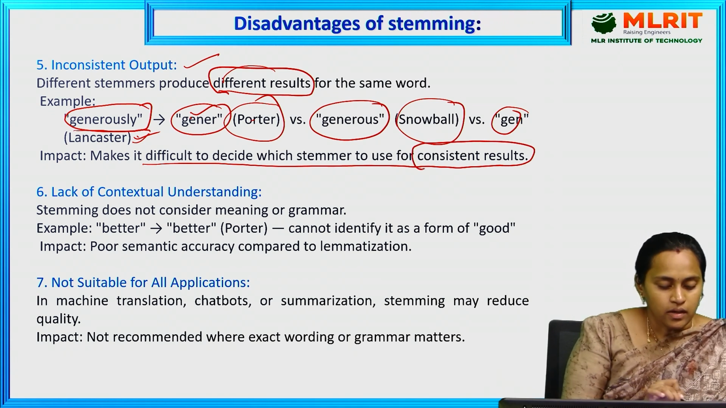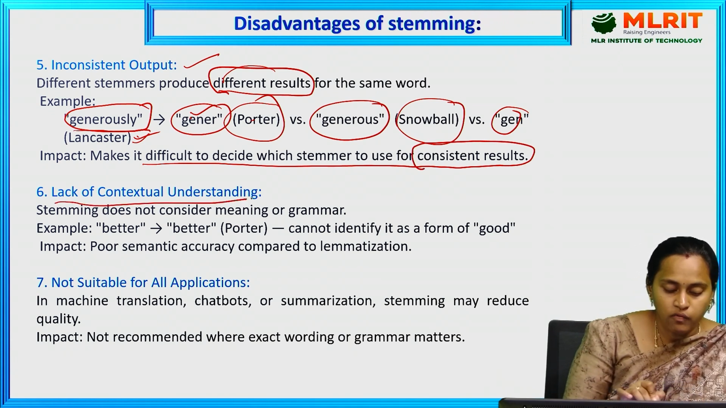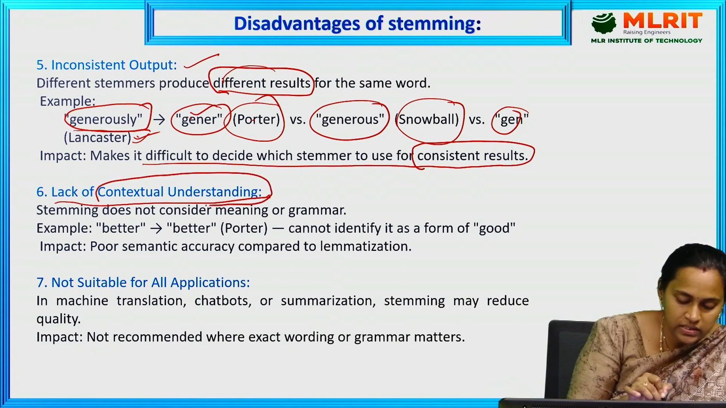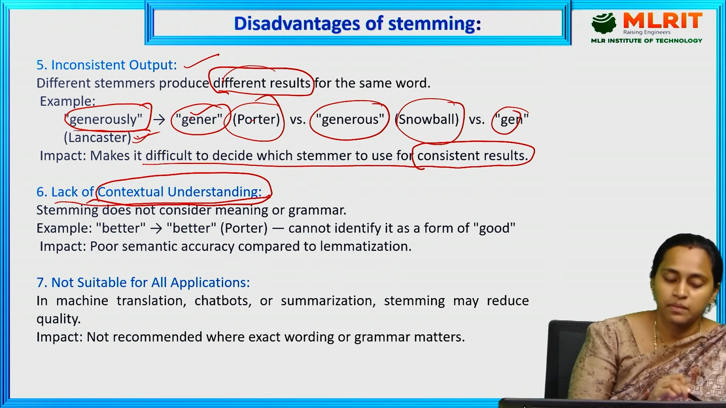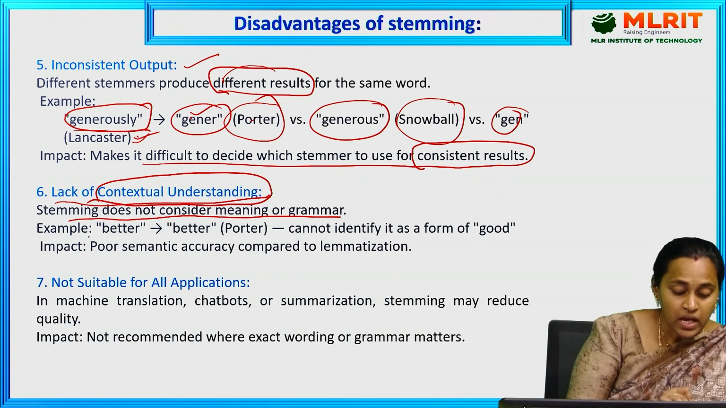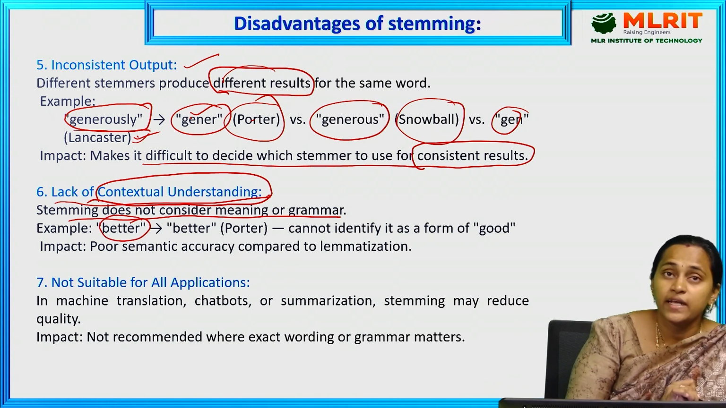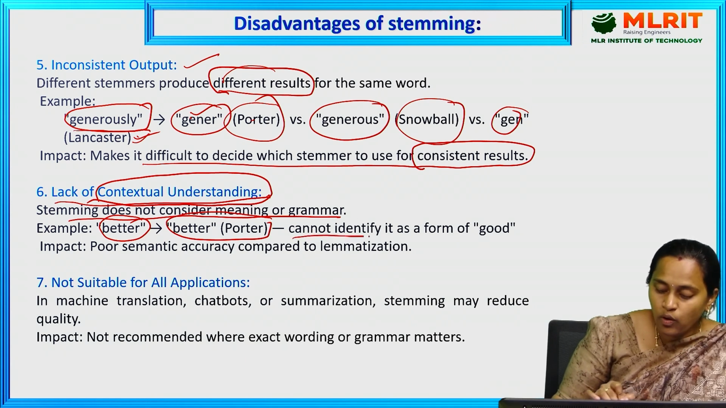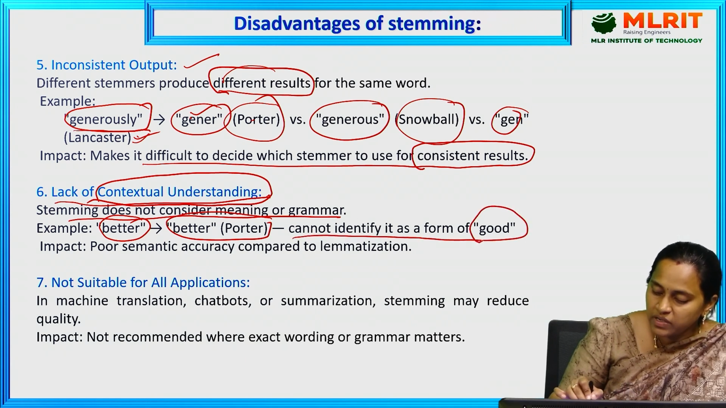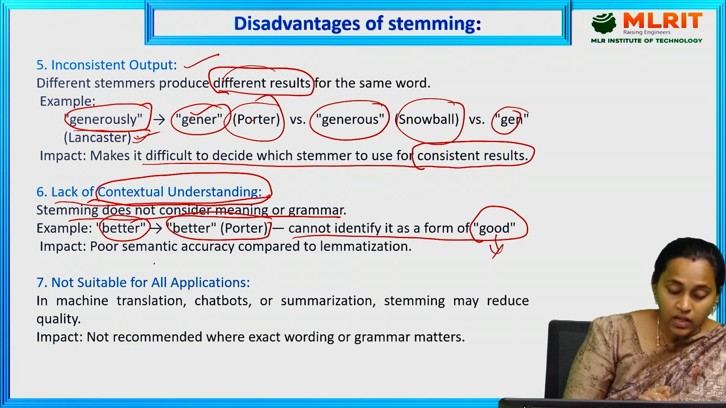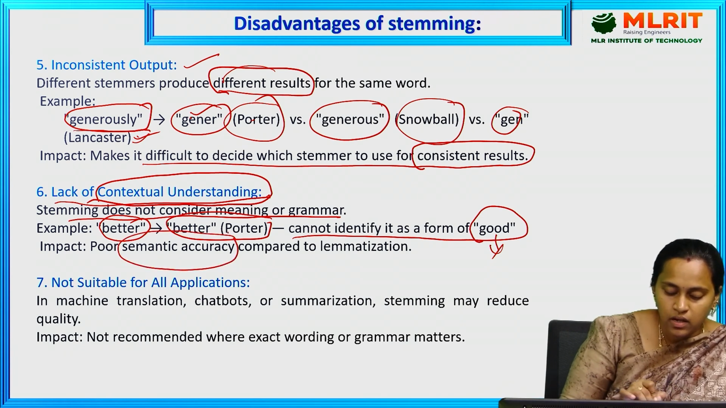Next one, lack of contextual understanding. What is the meaning of contextual understanding? That means we have to understand the meaning of the particular word. Stemming does not consider the meaning or the grammar. See the example here: we are taking the word better. In Porter stemmer, it displays better, right? It cannot identify it as good. The root word of better is good, but it will not identify good as the root word. We call this poor stemming accuracy.